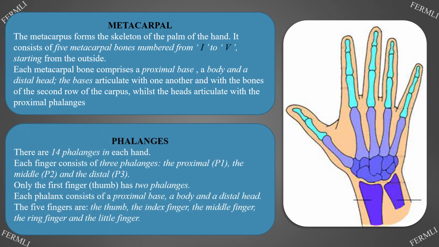Phalanges. There are 14 phalanges in each hand. Each finger consists of 3 phalanges, the proximal, P1, the middle, P2, and the distal, P3. Only the first finger, the thumb, has 2 phalanges. Each phalanx consists of a proximal base, a body and a distal head. The 5 fingers are the thumb, the index finger, the middle finger, the ring finger and the little finger.